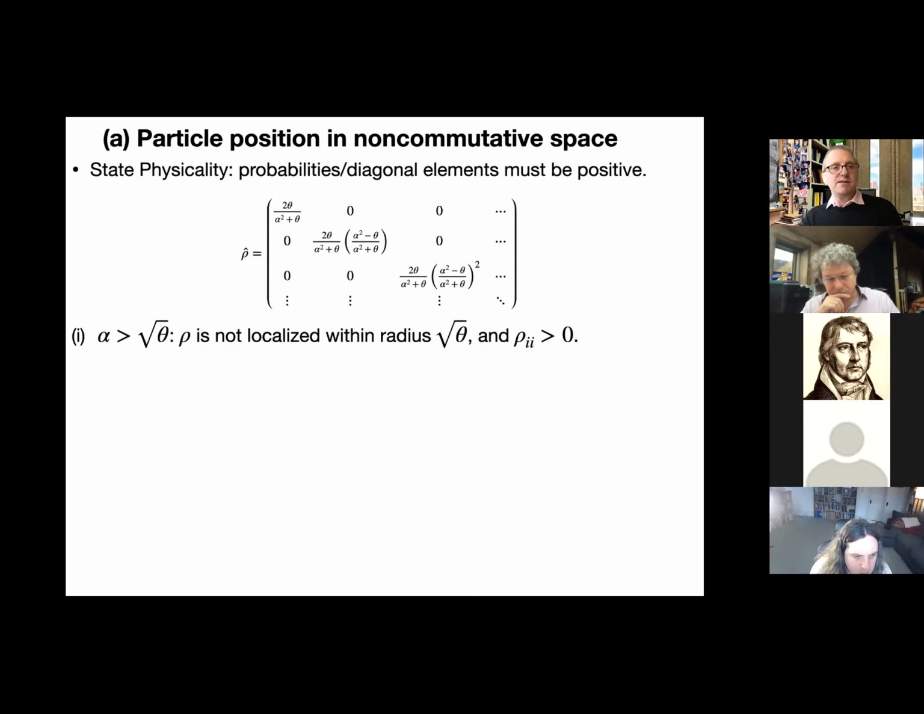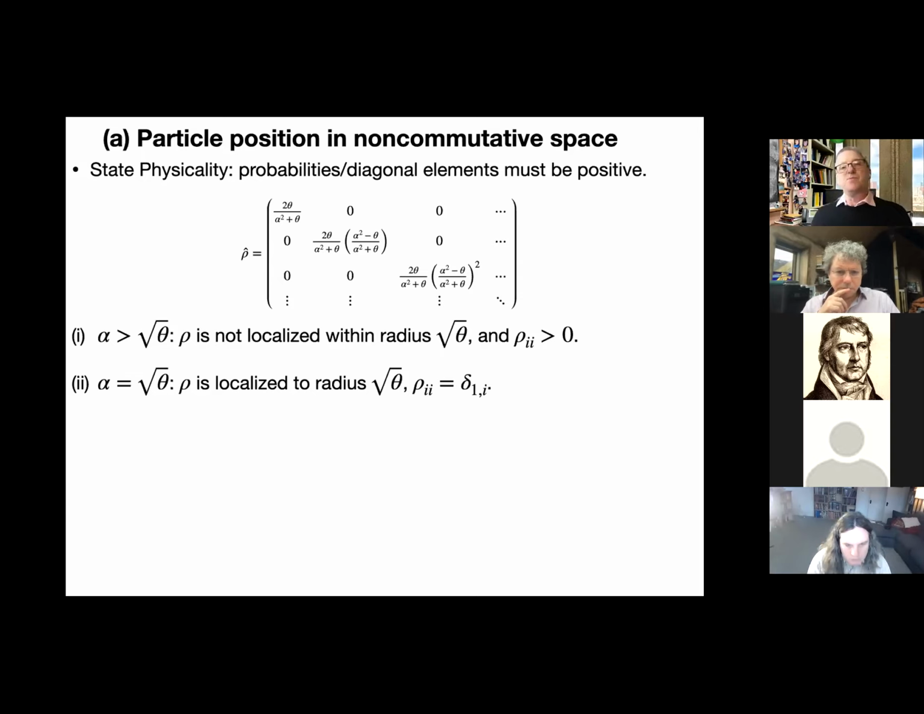The next case, of course, is where alpha is equal to square root of theta, and you can see quite easily that I'm going to get 1 in the first element, and all the others are going to disappear. So this is basically a pure state where the area in which the particle is localized is basically the commutation area.